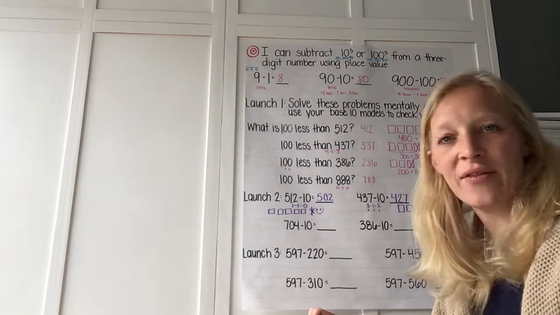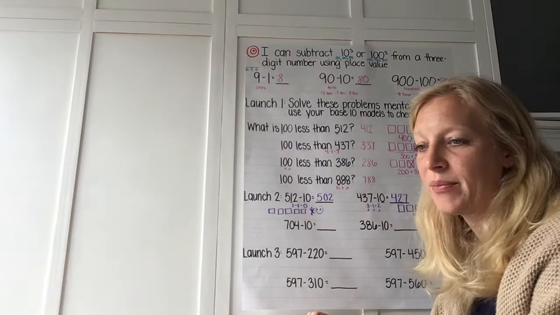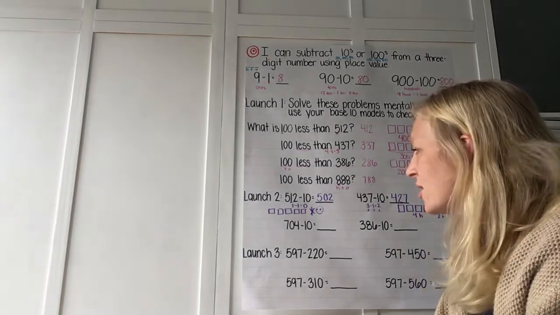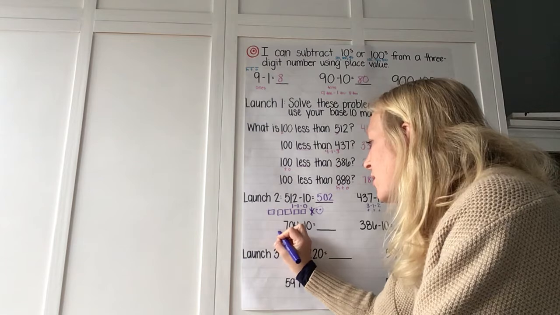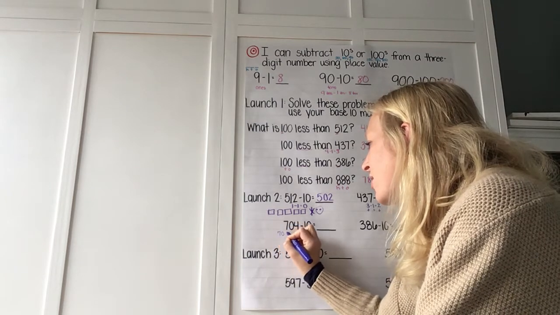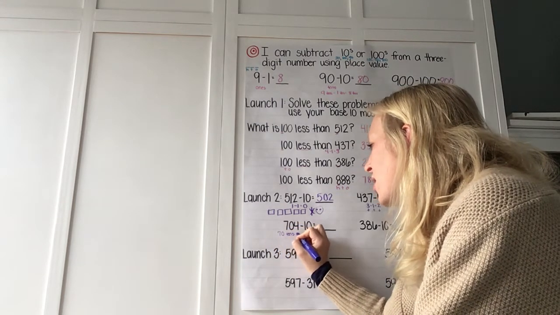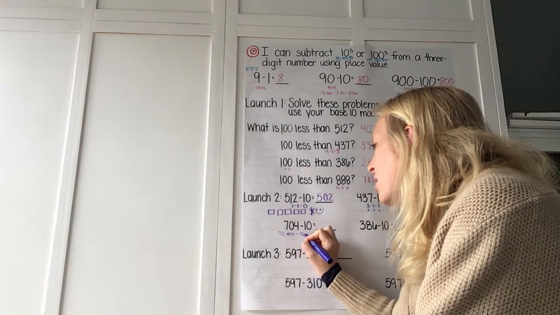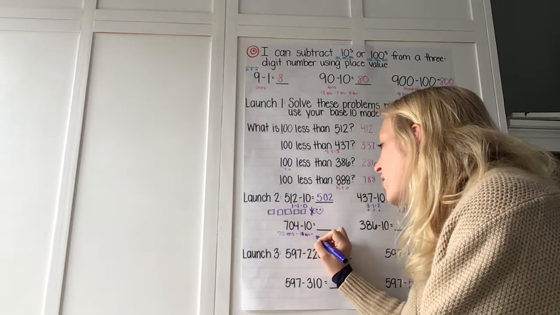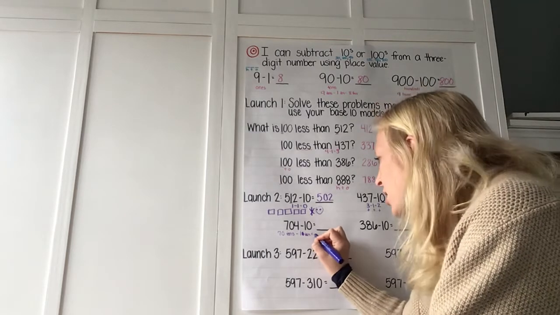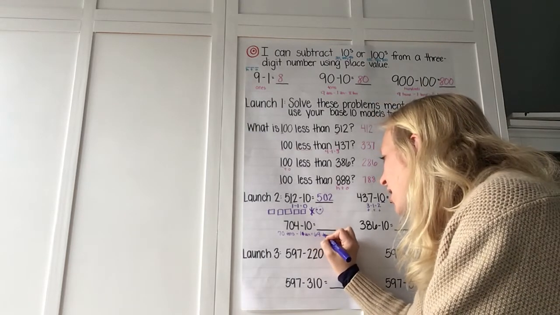What about 704? Somebody when I came to somebody, what did you say? 700 is like 70 tens, and you're taking away 1 10 from 70 tens. So what does that leave you with? 69 tens.